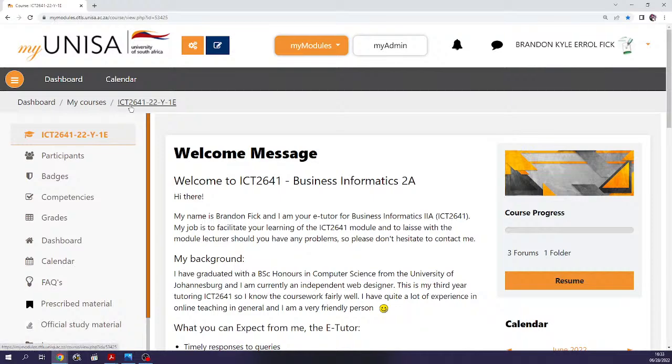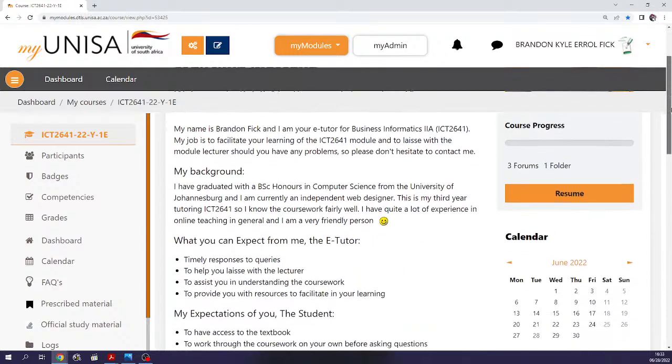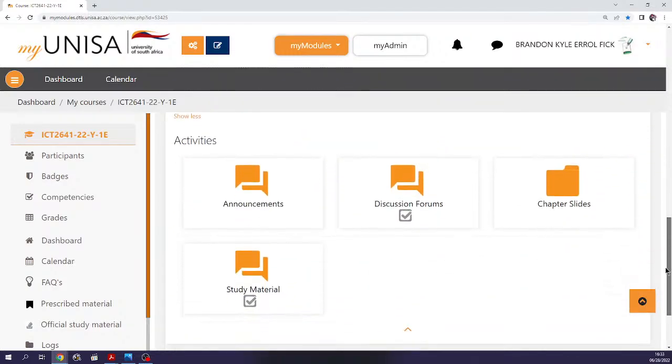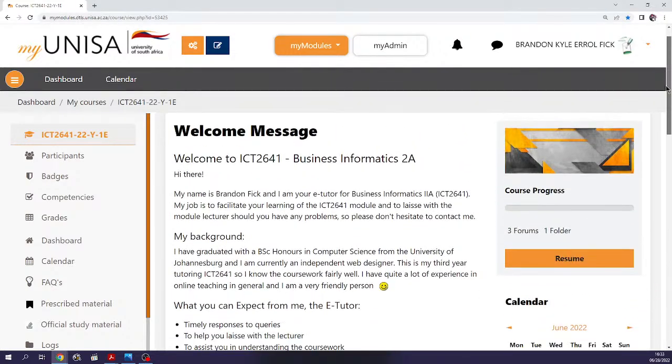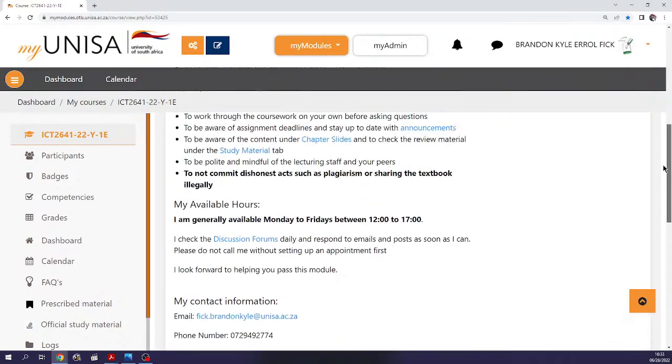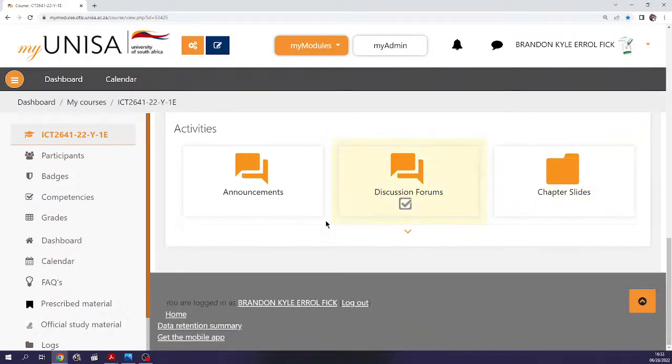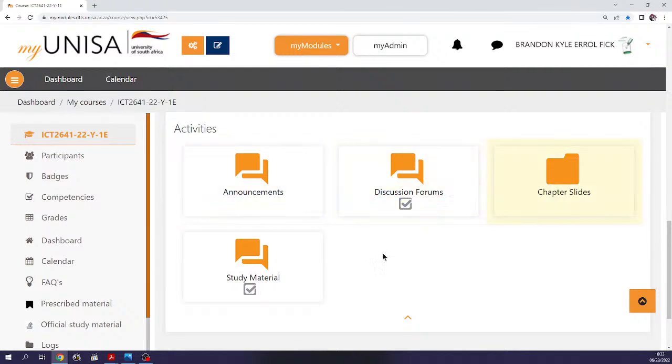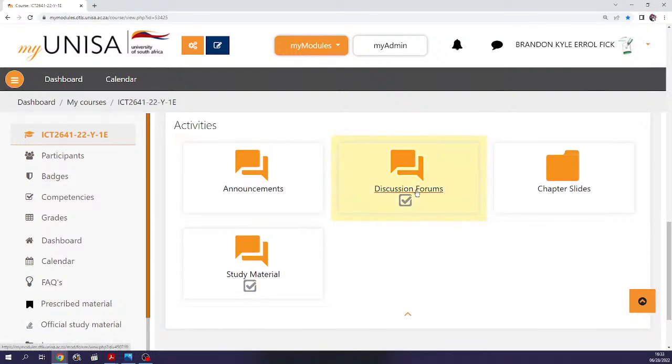It's called ICT2641. 22 is the year. And then you say Y and then 1E, right? If you press my modules, you'll see this, right? Well, you should. If you don't, there's a problem. So once again, come to the main site. Navigate down to the bottom. Usually this thing is closed. Open it, and then you'll see 4 panels. There might be more in the future.